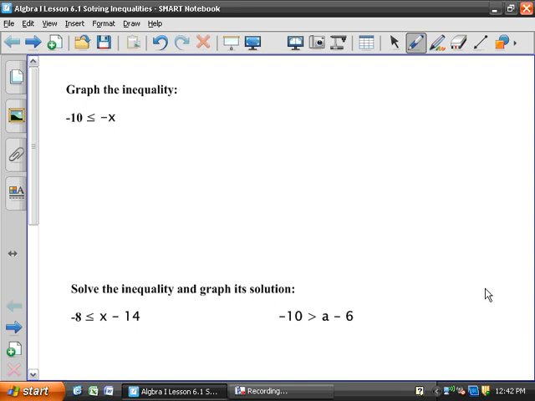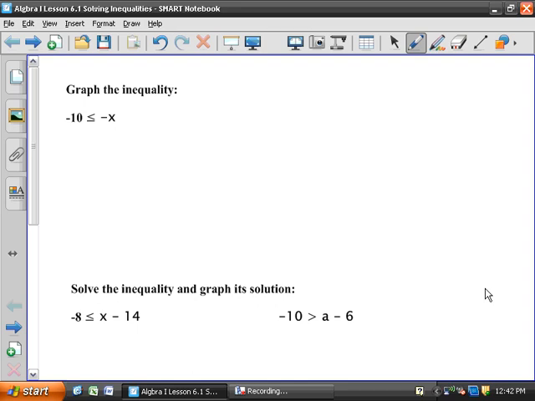So we're graphing inequalities, and the number one most common mistake, we're solving and graphing inequalities, sorry. And the number one most common mistake that kids make when they solve these inequalities is they forget to flip the inequality whenever they multiply or divide by a negative sign. I'm going to say that again. The number one most common mistake kids make when they're solving inequalities is they forget to flip the inequality whenever they multiply or divide by a negative.